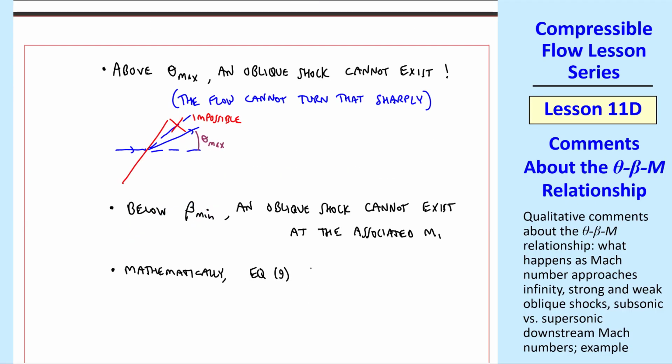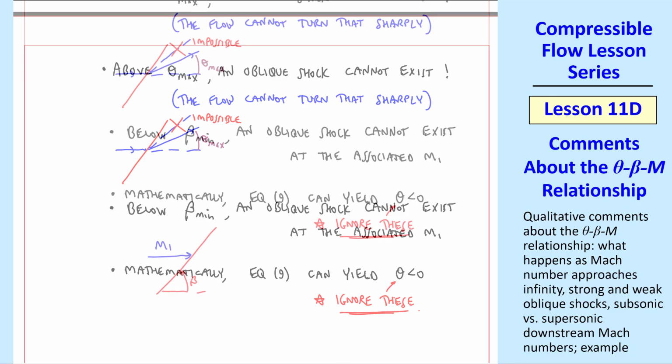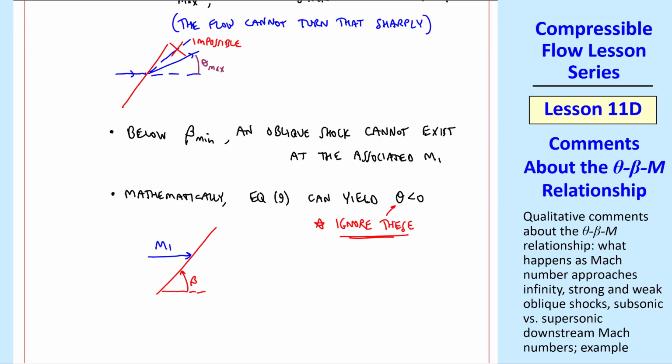Mathematically, equation 9 can yield negative values of theta, but we will ignore these since they're not possible. In other words, you can't have an oblique shock at some beta and some M1 where the flow turns at some negative theta. This is impossible.